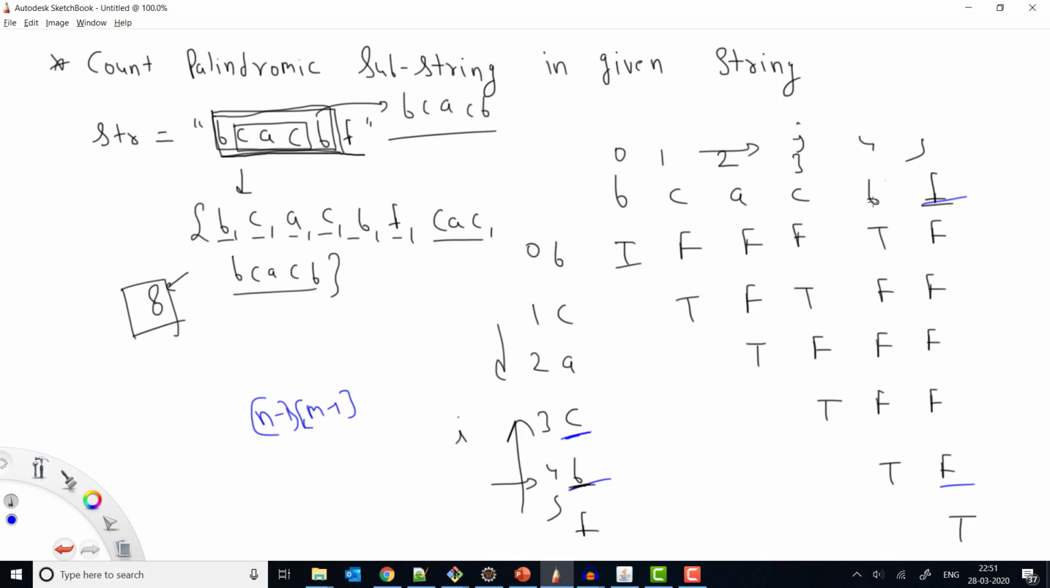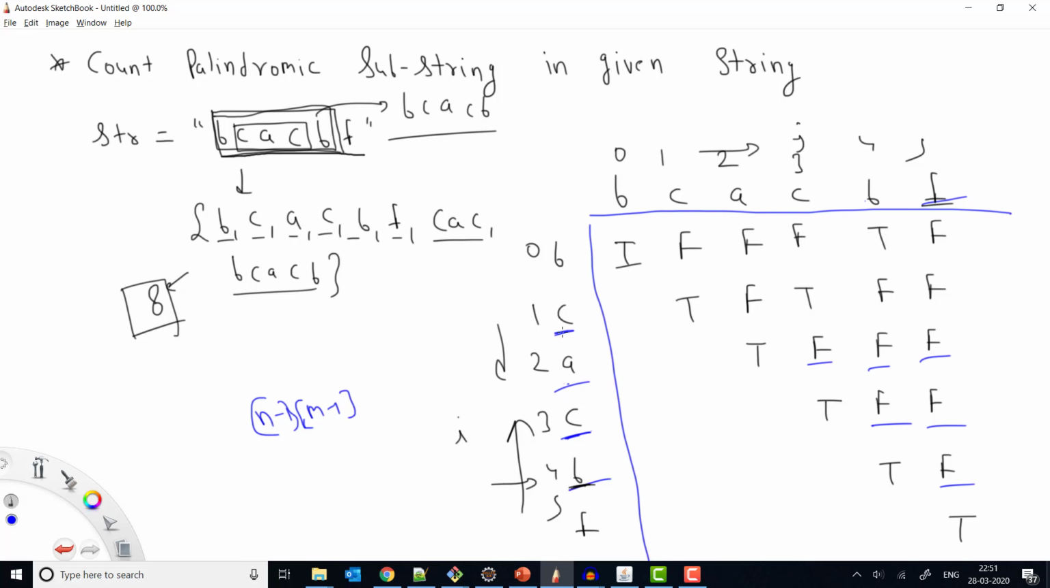Now are C and B equal? No, this is false. Are C and F equal? No, this is false, right? So here we have this one and here we have this one. Now check for this A. Are A and C equal? No. Are A and B equal? No, false. Are A and F equal? No, false, right?